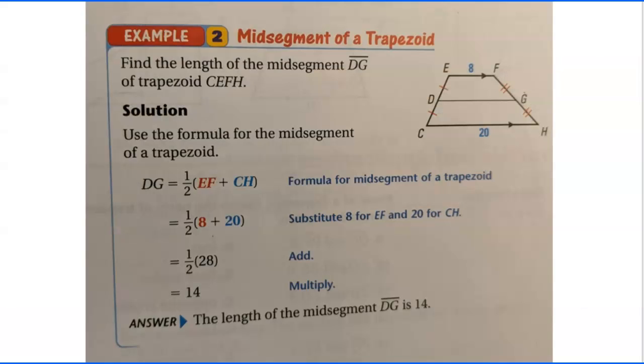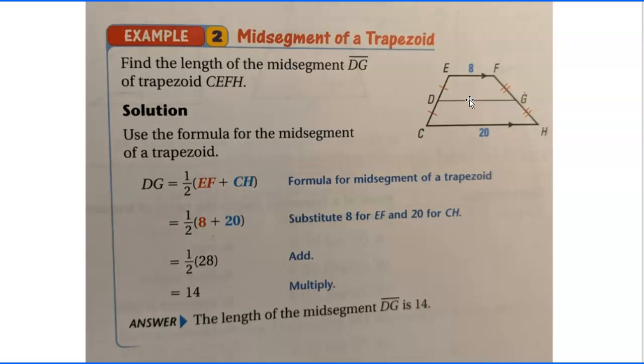So let's take a look at the example here, right under the mid-segment information that they gave us. It says find the length of the mid-segment, that's DG. So that's this piece right here. Find the length of the mid-segment for CEFH. Lots more letters in trapezoids. And so we're going to use that formula. So DG equals 1/2, and then we have EF is 8. So we put 8 in right here. CH is 20. And so we get a total of 28. And 1/2 of that is 14. And so we find out that DG is 14.